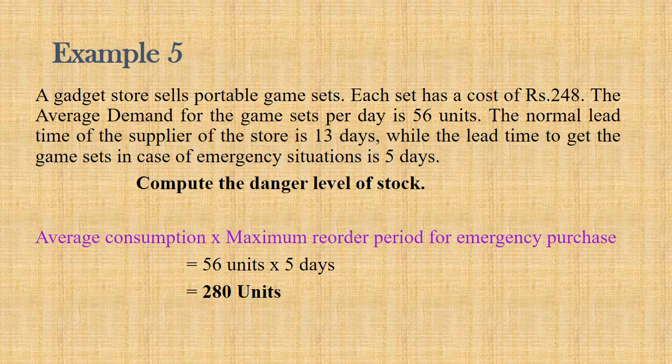Here, the average consumption is already given, that is per day 56 game sets, so 56 units, into maximum reorder period for emergency purchase. Emergency purchase reorder period is 5 days. So 56 units into 5 days, you get 280 units as the danger level of stock.